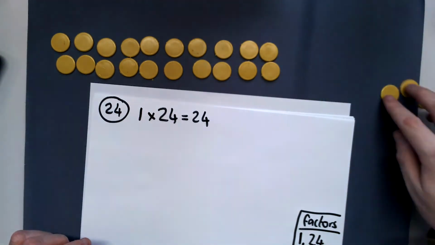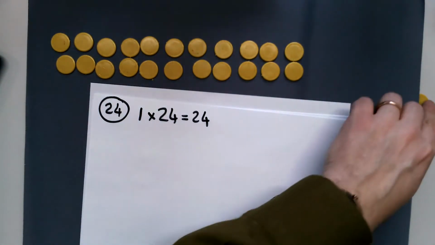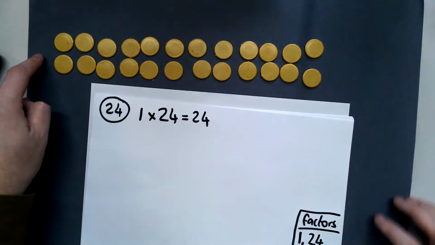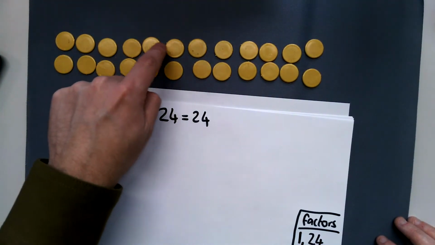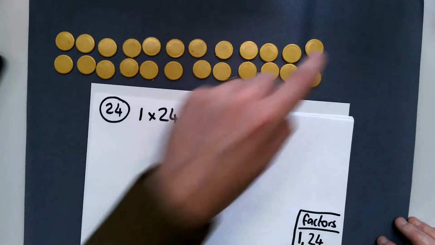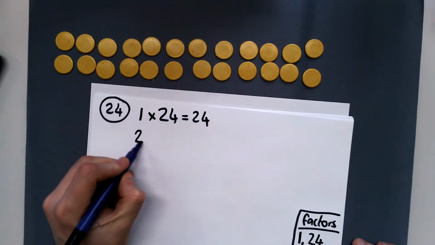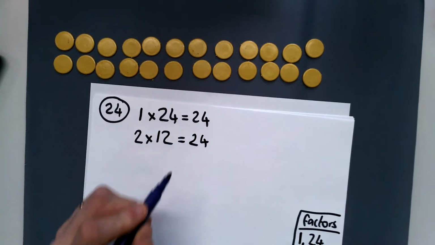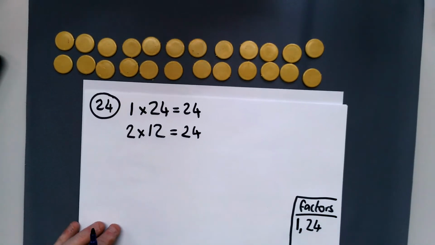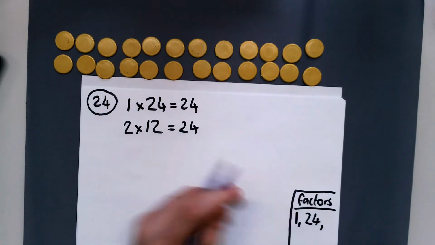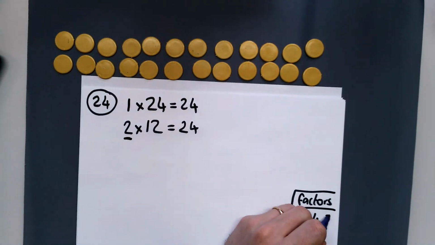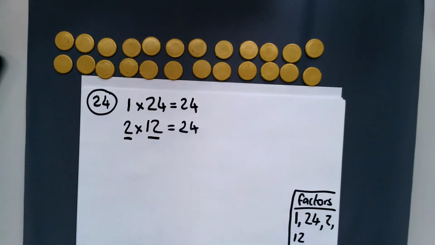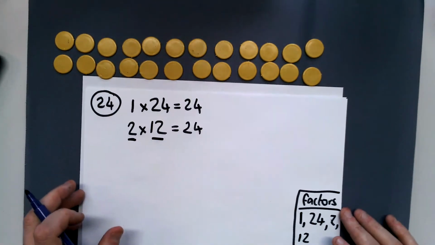Now some of you will be quick with your maths and you'll know your 12 times tables and you'll know your 2 times tables. So we've got 2 times 1, 2, 3, 4, 5, 6, 7, 8, 9, 10, 11, 12. So we can say 2 times 12 equals 24. So down in my factors, I can say that a factor of 24 is also 2. And I can say it's also 12 there, because they multiply together to get 24.